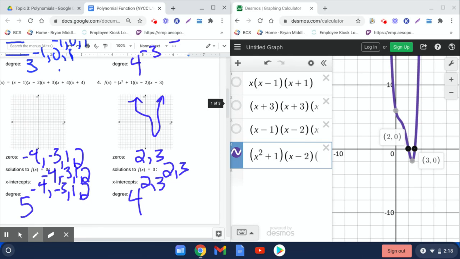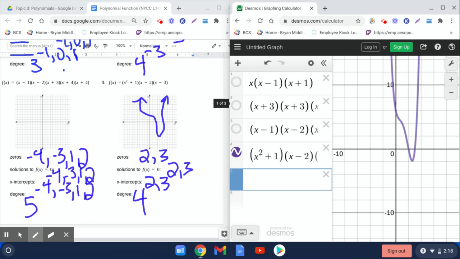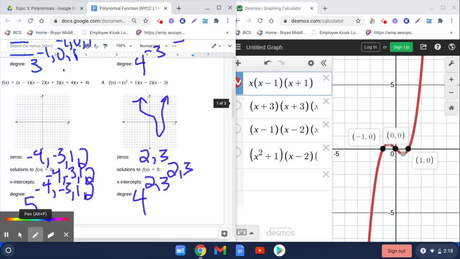Okay, so when we take a look at these things, I want to go back to that very first one that we saw. This was number 1. It is a degree 3, and it had 3 zeros, here, here, and here. Now, it cannot have any more zeros than that.